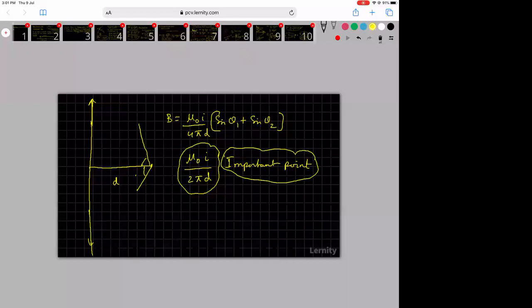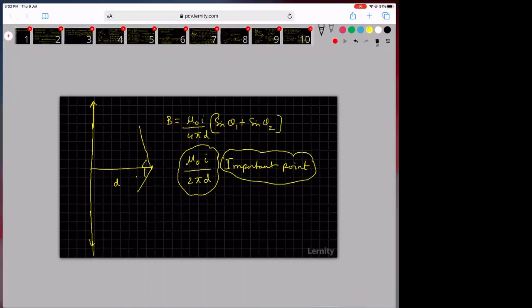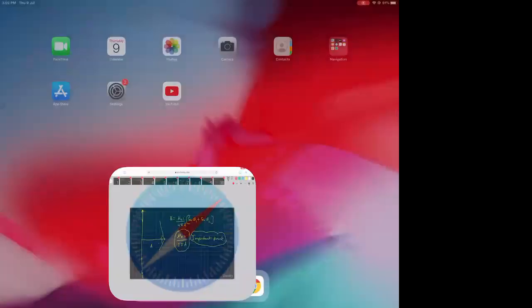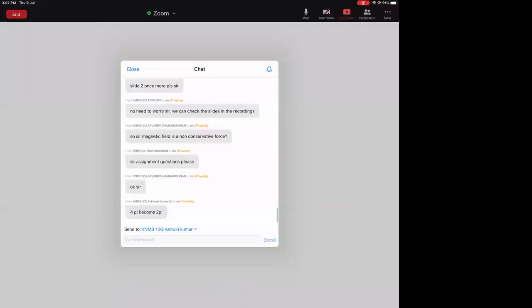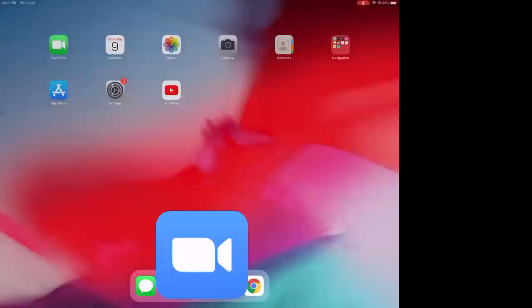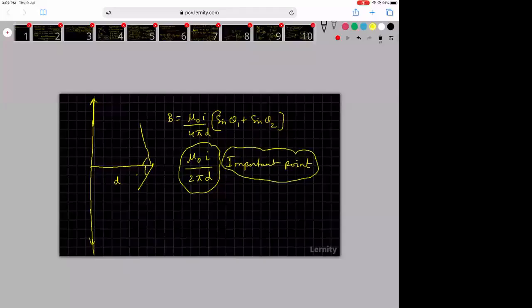So the magnetic field at a distance d from an infinitely long wire is equal to mu naught I by 4 pi d on one side, so 4 pi becomes 2 pi, correct? Yes, so if you are able to understand, I will move on. As of now, there are only 2 points I want you to know.